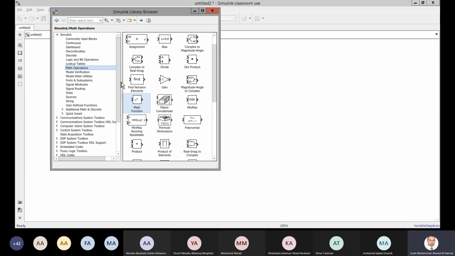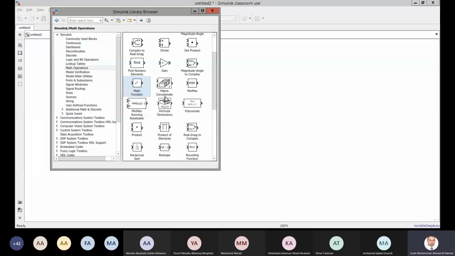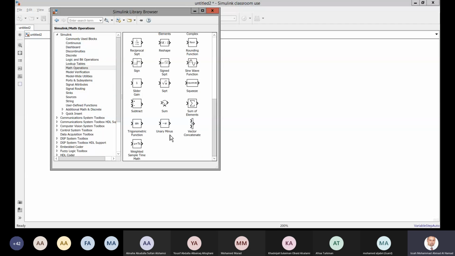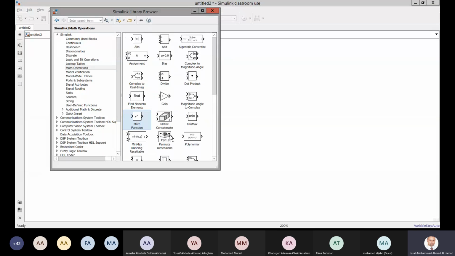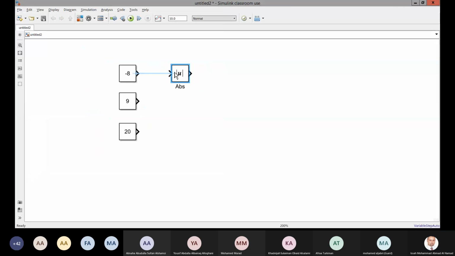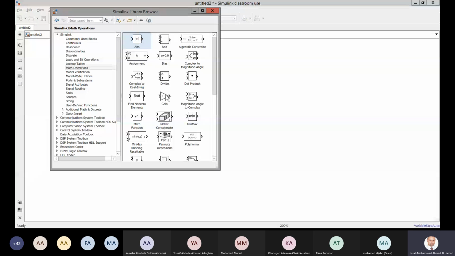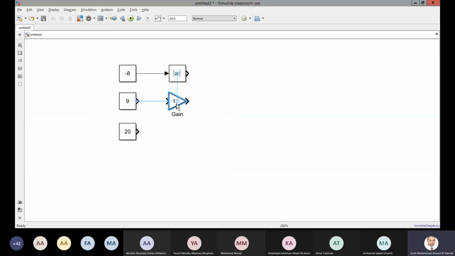So I will go and take the absolute. Where is the absolute block? I will connect this here. Then for the 9, I will multiply 9 by a certain number. I'm sorry, we did not talk about multiplication. We will talk about the multiplication now. So multiplication in Simulink can be done using this block. It's called gain.